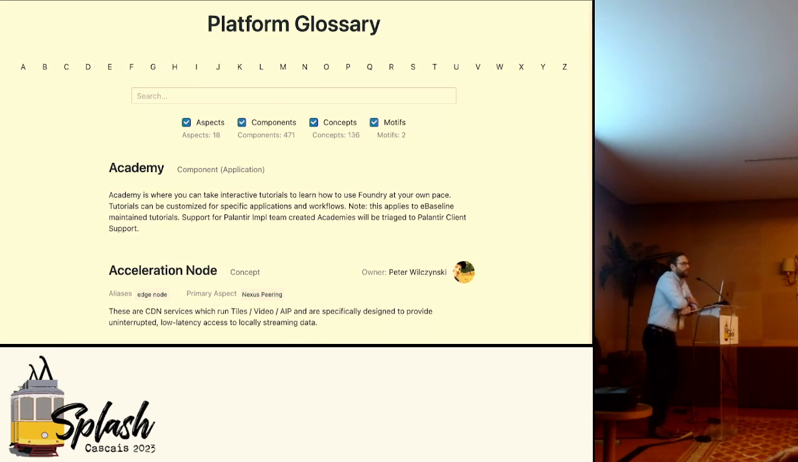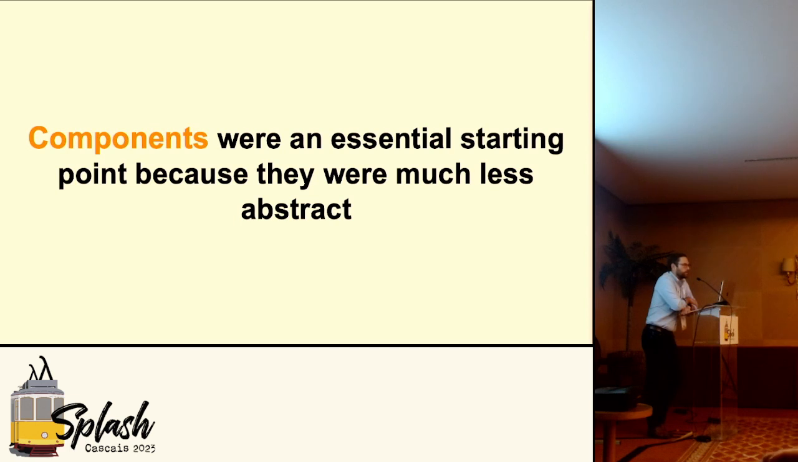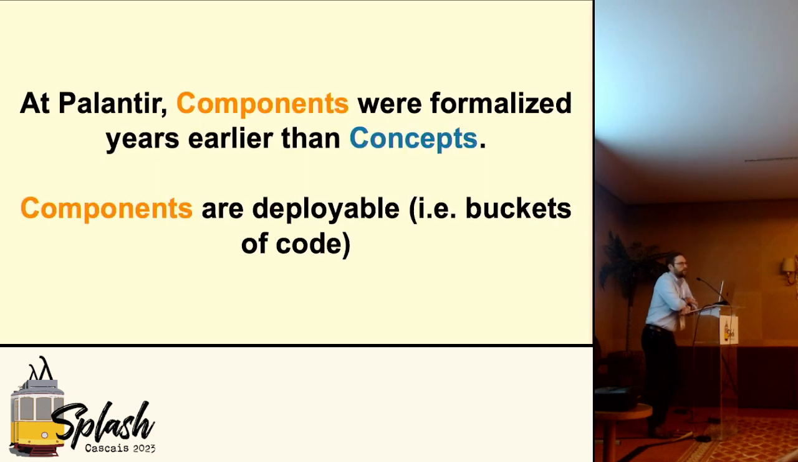This is me. I own the acceleration node concept of components, concepts, and concept diagrams. For people who've worked at large software organizations or even small software organizations, you probably have a good sense of what components are. Components are much less abstract. They were formalized at Palantir much earlier than concepts, and they correspond, again, very naturally to team structures. Teams tend to own pieces of code. Components tend to be these deployable units of code, whether it's an application or a back-end capability, a collection of microservices, right? These are pretty natural things that we're used to working with in large-scale software engineering.